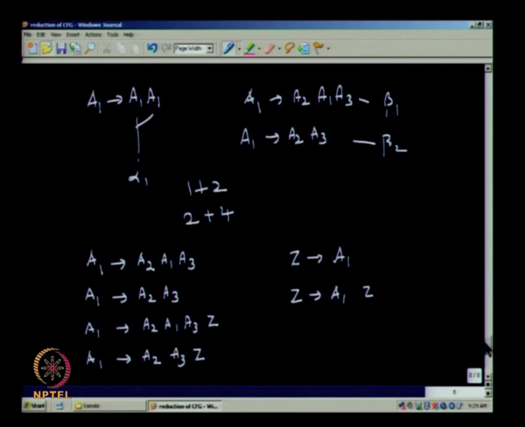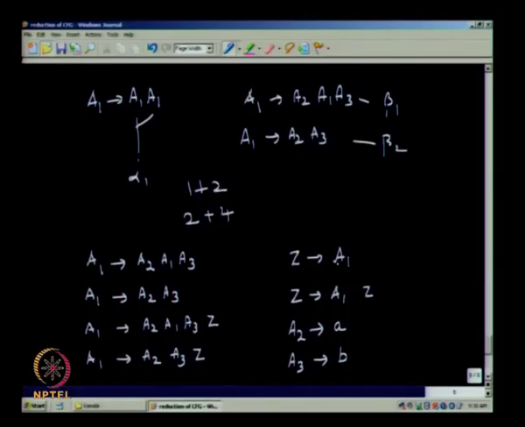So, instead of the 3 rules we have 6 rules. Apart from that, the other 2 rules will be there. A2 goes to A, A3 goes to B. So, at the end of step 3 we have 8 rules. The AI rules satisfy the condition that they are of the form AI goes to AJ something, where 2 is greater than 1, 2 is greater than 1 and so on. Here they are in Greibach normal form. Apart from that we are having 2 Z rules also.